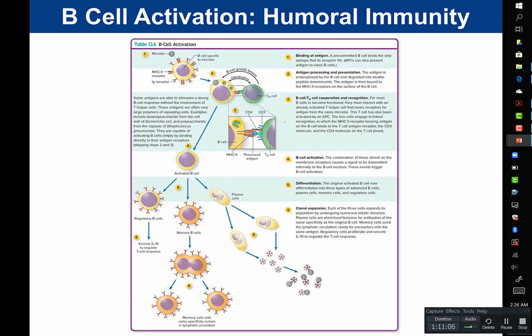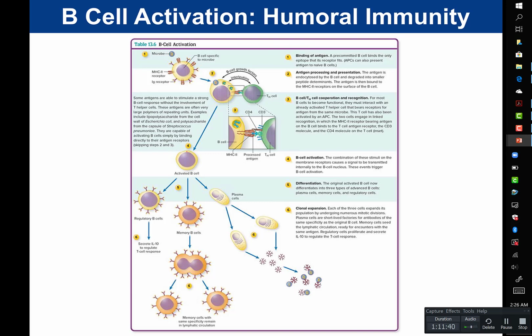My T helper cell is going to come in. It has its T cell receptor. T cell receptor recognizes the antigen. The CD4 is going to recognize the MHC2. And when that occurs, now my T helper cell is going to produce cytokines that activate the B cell. And so you can see that it says interleukins are going to be produced, B cell growth factors are going to be produced, and that is going to lead to the activation of that B cell.